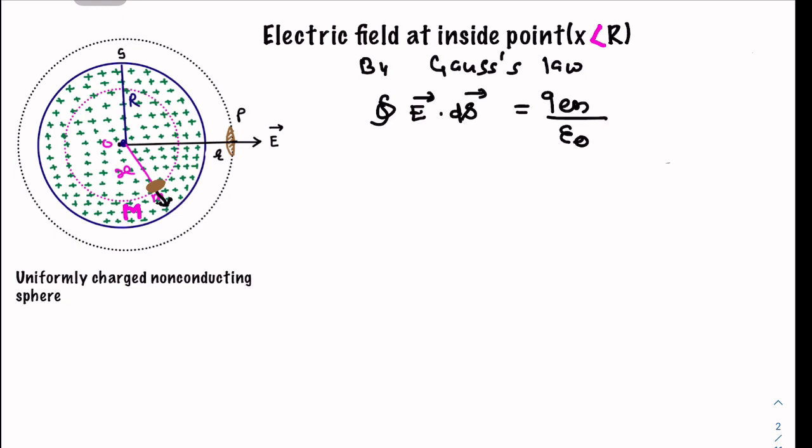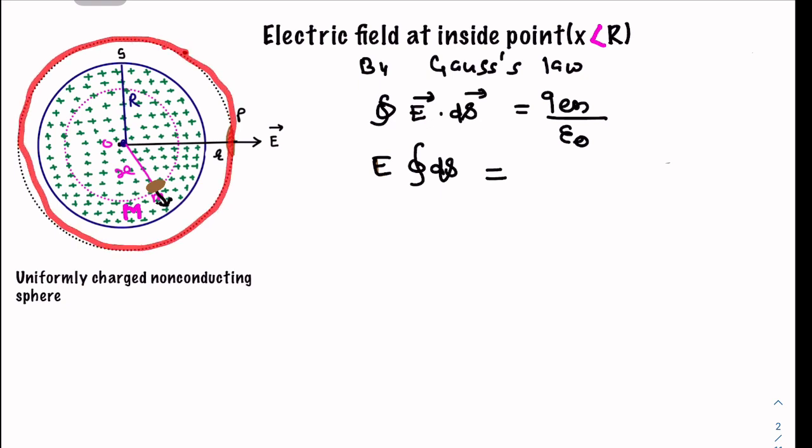The electric intensity at each point on this Gaussian surface is fixed. Therefore, E is out of the integration. E times the integration of ds. Now, Q enclosed: what charge is enclosed by the Gaussian sphere? For the outside point Gaussian surface, the charge enclosed is the total charge.